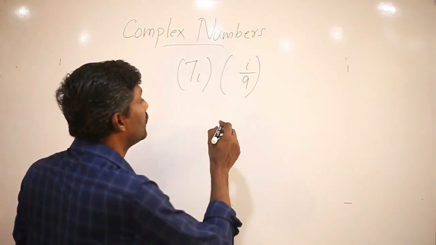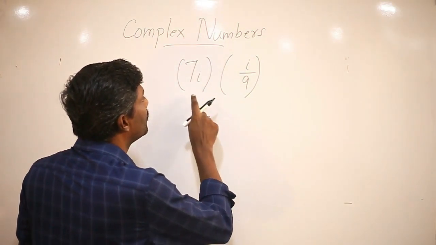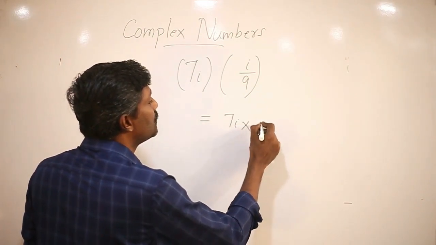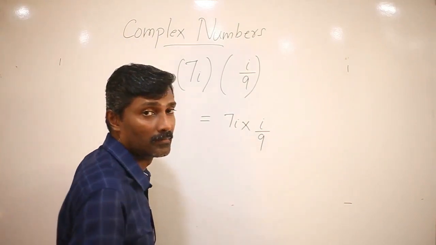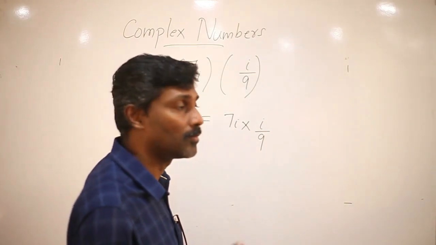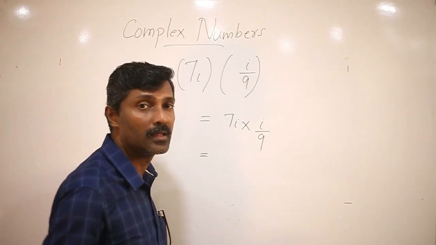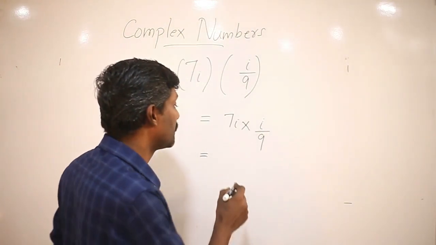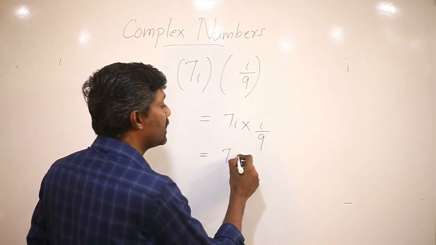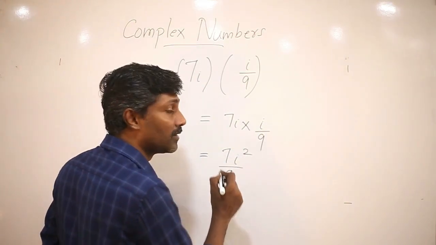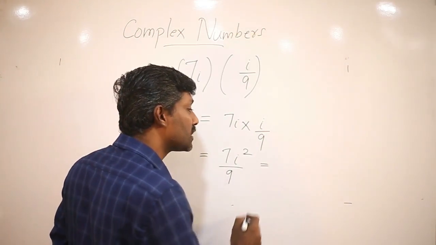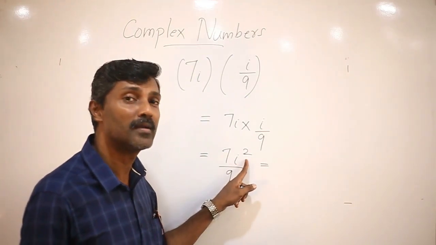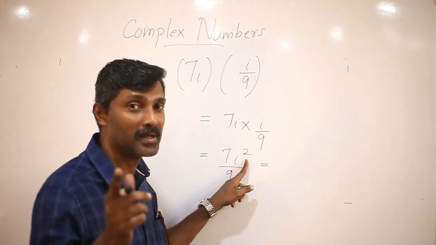Now tell me, when we multiply this, we open the bracket, 7i into i divided by 9, right? That's simple. We just open the bracket and we multiply. Now tell me, what is i into i? It is i square, okay? So 7i into i is 7 i square divided by 9. Now tell me, what is the value of i square? I already told you. You remember? It's minus 1, right?